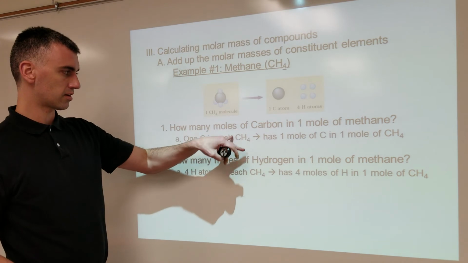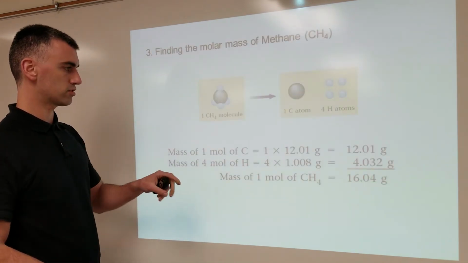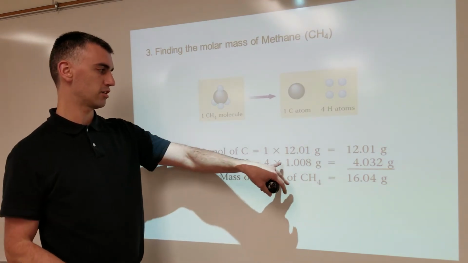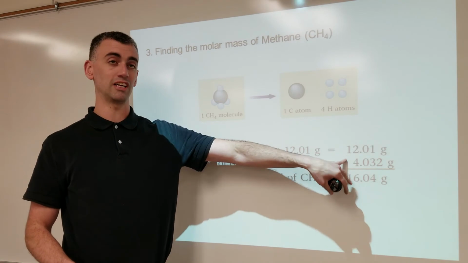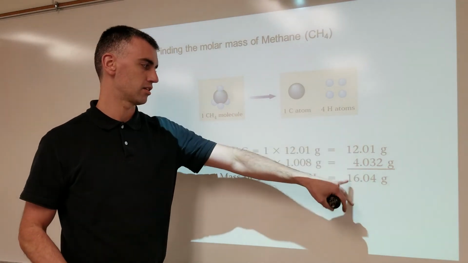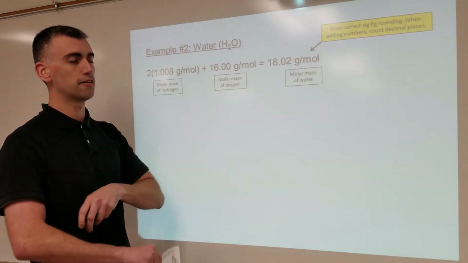So these are valid points. Look at those and understand those. But I also just want to make sure we understand that because there's 4 hydrogens, you've got to times the molar mass of hydrogen by 4 to find the total mass of hydrogen in each mole of CH4, methane. And then, of course, you add this all up to find the total mass of 1 mole of the entire molecule. And that's how it's going to go for any molecule.